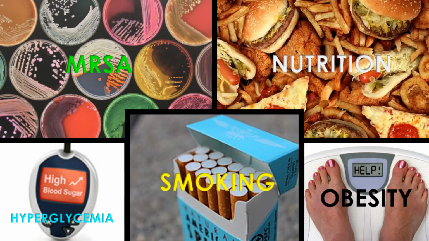The following are modifiable patient comorbidities that increase the risk of the patient developing an SSI. Patients who smoke have a decrease in tissue oxygenation, which can negatively affect wound healing. Hyperglycemia negatively affects the immune response and wound healing. Poor nutrition, which is seen with a low serum albumin level.